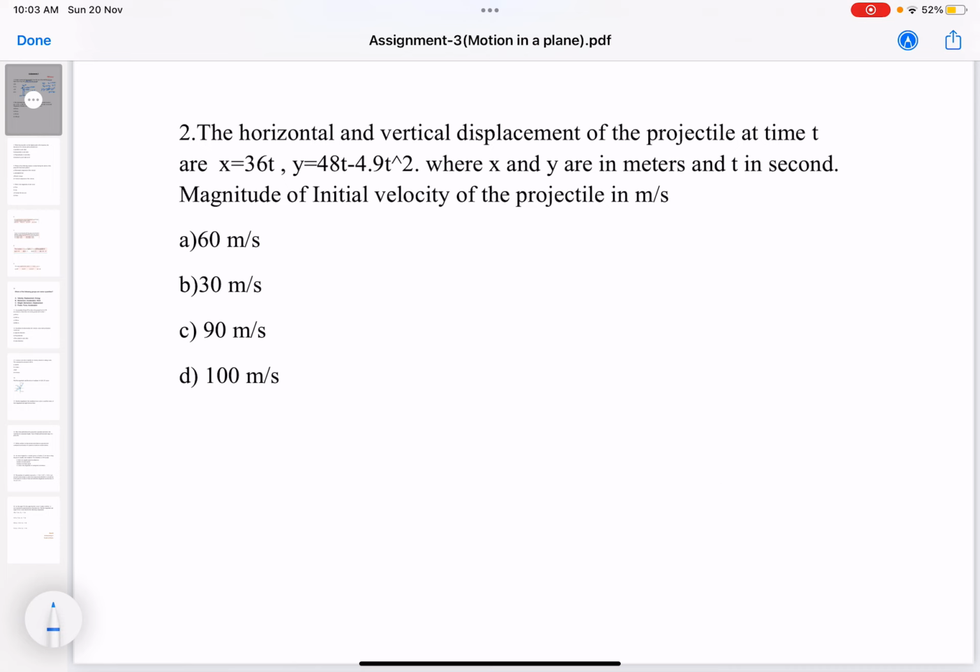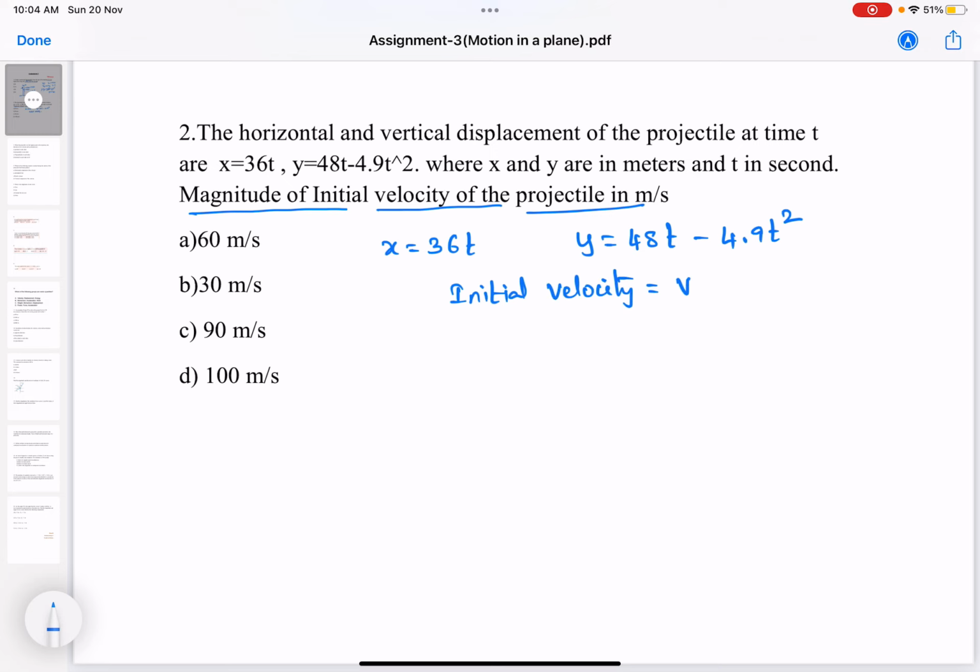The horizontal and vertical displacement of a particle at time t are x equal to 36t and y equal to 48t minus 4.9t square, where x and y are in meters and t is in seconds. Find the magnitude of initial velocity of the projectile. Initial velocity means velocity at t equal to 0 seconds.